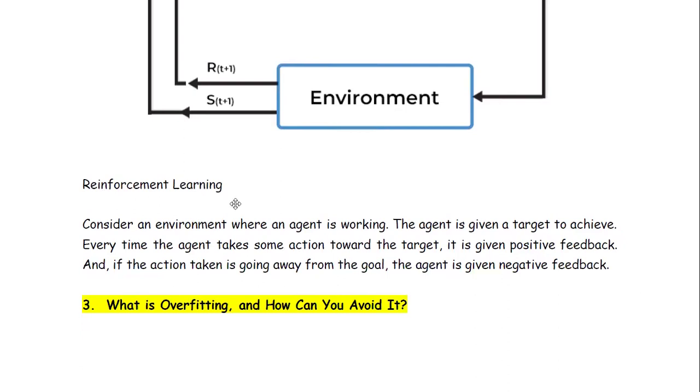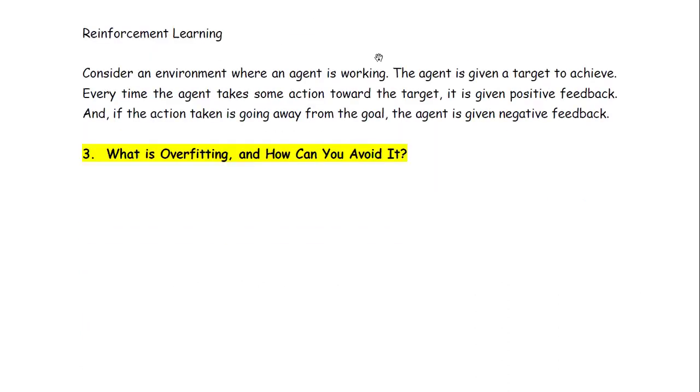Now, for that, you can give this example. Consider an environment where an agent is walking. The agent is given a target to achieve. Every time the agent takes some action towards the target, it is given positive feedback. And if the action taken is going away from the goal, the agent is given negative feedback. So I hope it is clear to you what is supervised, what is unsupervised, and what is reinforcement learning.